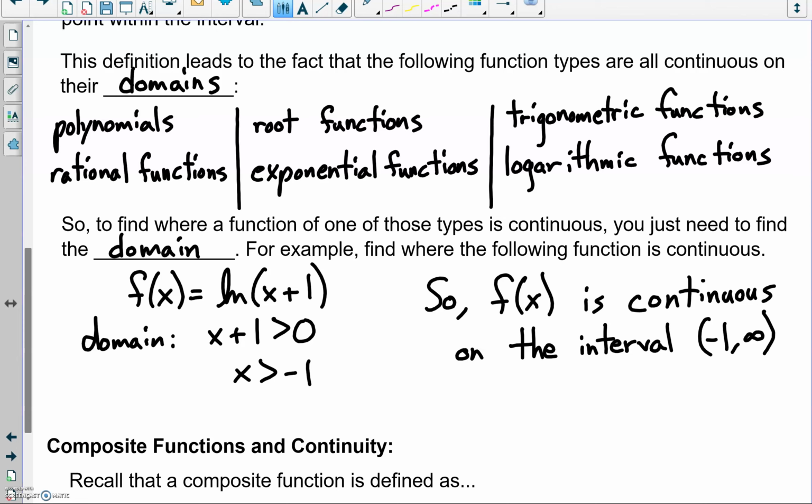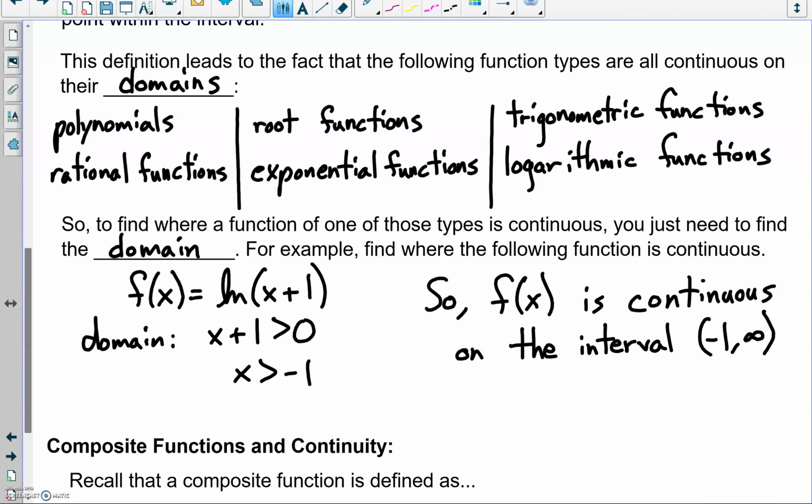And that's really going to be probably one of the main examples of how you're going to use continuity in calculus. You're maybe going to show that it's continuous at a point using that definition, or you're going to show where a function is continuous, and basically because it's continuous on its domain, you just find its domain.